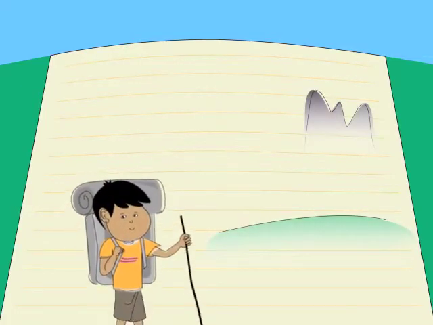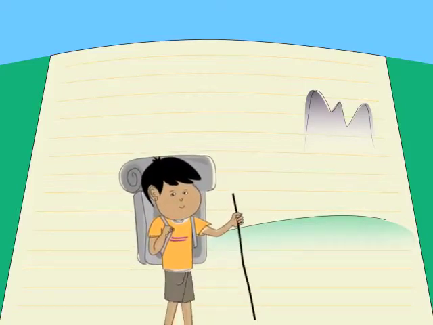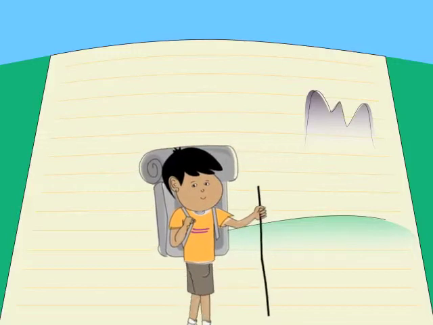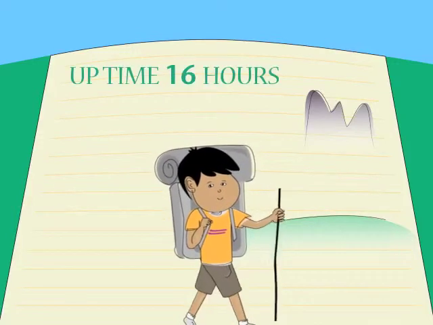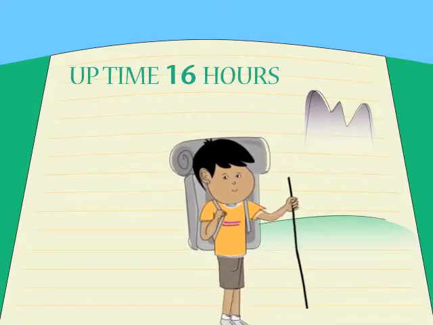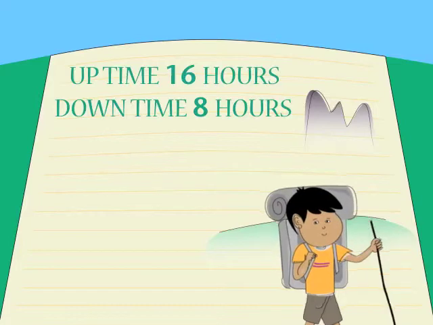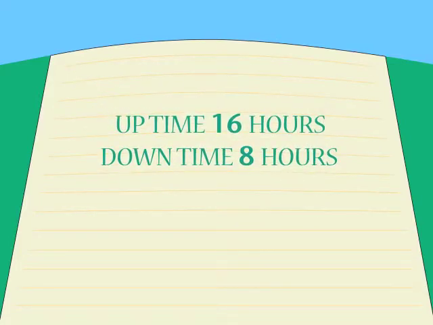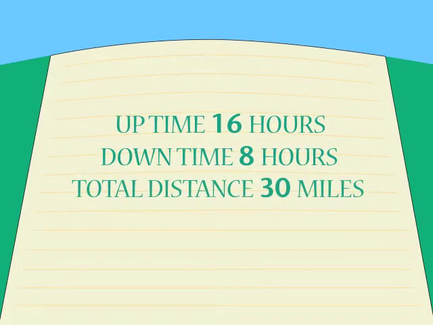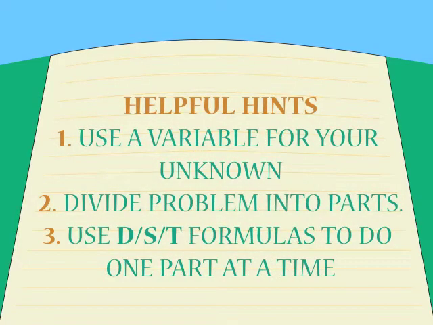You take a weekend off from algebra, head for Yosemite, and go backpacking. You climb out of the valley, slowly, zigging and zagging upward for 16 hours at a constant speed. You come back down on a different trail. You are going 3 miles per hour faster, and it takes you just 8 hours to make the trip down. The question: if the total distance you hiked was 30 miles, up and down together, then what was your speed on the way up? These hints should be all you need to do this problem.